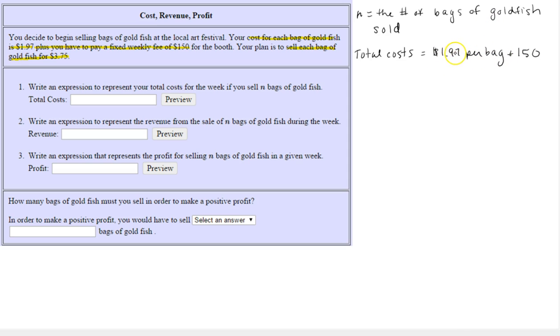So this part is variable. It's always $1.97 per bag, but it depends on the number of bags of goldfish sold. So this is n. This is the variable piece that changes depending on the number of goldfish. And the other piece, the total cost, you're renting one booth, that's all there is. It's $150. They can't change that. So our total costs are going to equal $1.97 times n. So you multiply $1.97 times the number of bags of goldfish plus $150 for the booth. So let's put that here.